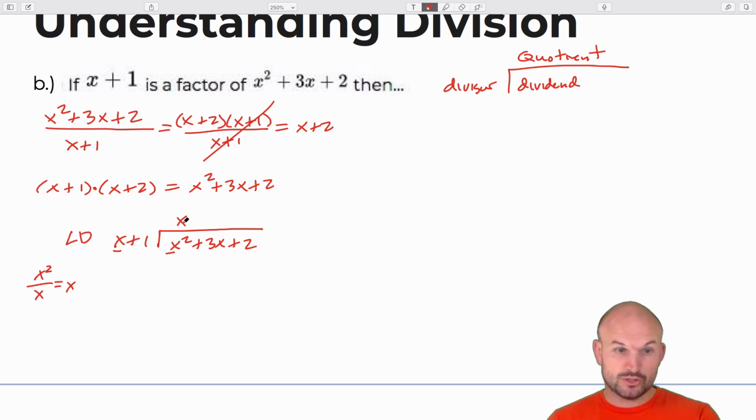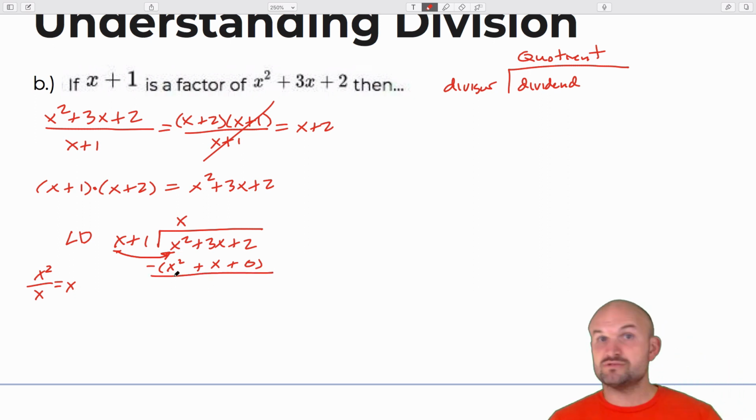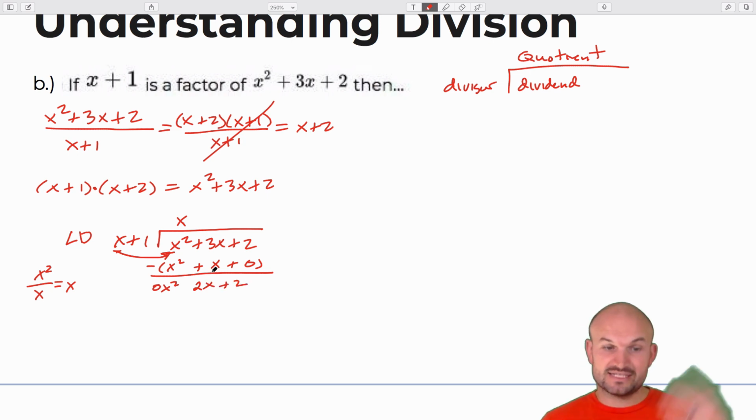Then you take your first term of your quotient and you multiply it times both terms in the divisor. So x times x is x squared, x times 1 is x. Then we put parentheses around it and subtract rows. Sometimes people like to put a place value here like 0, and that's fine. You don't need to, but sometimes it's helpful. Then you subtract vertically. I like to put things in parentheses because x squared minus x squared is just 0x squared, which we don't really need, but we'll write it there the first time. 3x minus x is going to be a positive 2x, and 2 minus 0 is positive 2. So that is round 1.